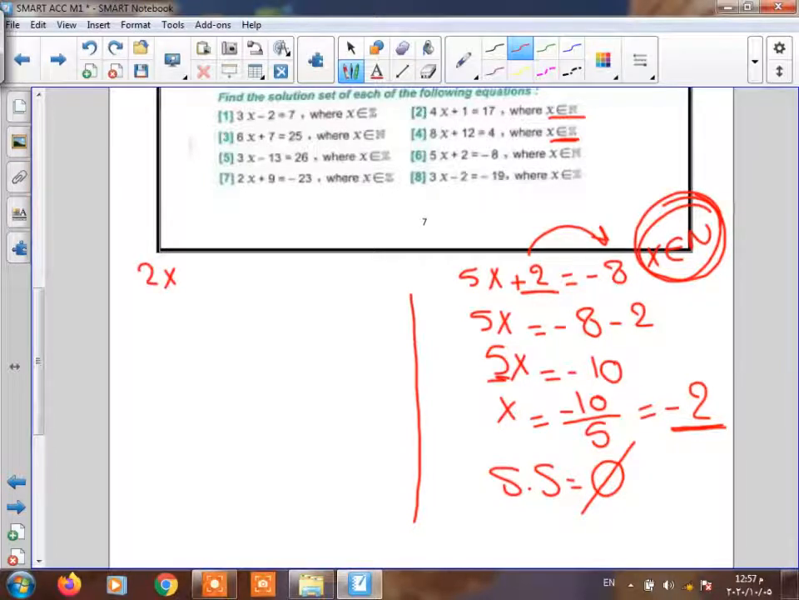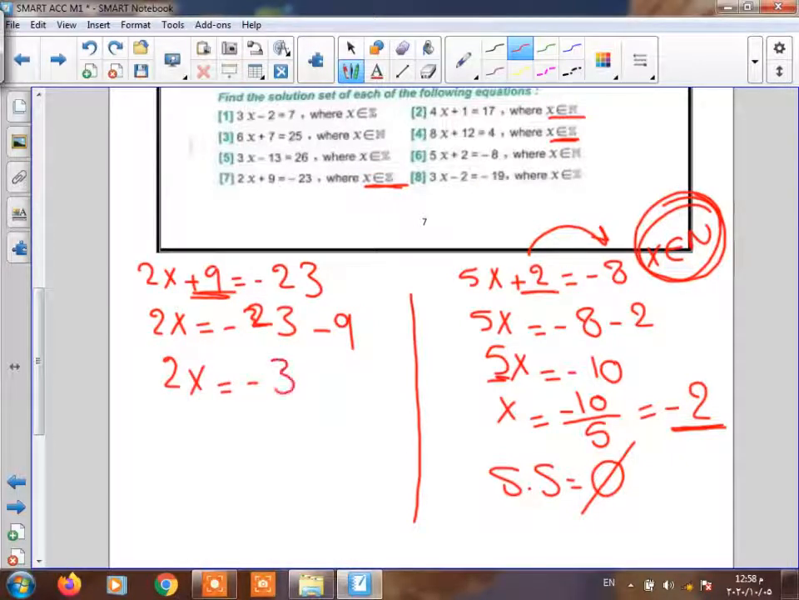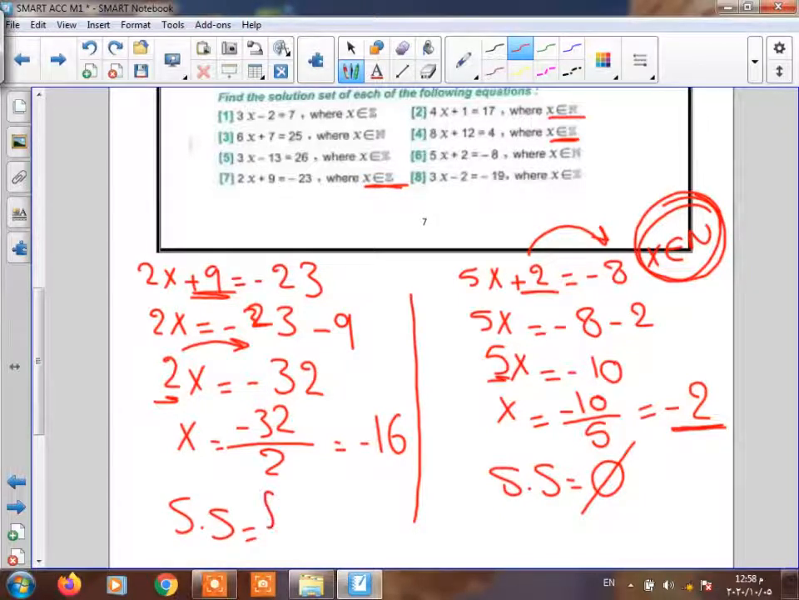Okay, let's complete. Here we have 2x plus 9 equals negative 23. Here x belongs to Z. That means the number can be positive or negative, so we can write the solution set. Here 2x equals negative 23. Here I will change plus 9 to be minus 9. It will be 2x equals negative 32. Here change 2 to be divided. It will be x equals negative 32 divided by 2 equals negative 16. Here it belongs to Z. So the solution set equals, open the braces and write negative 16.